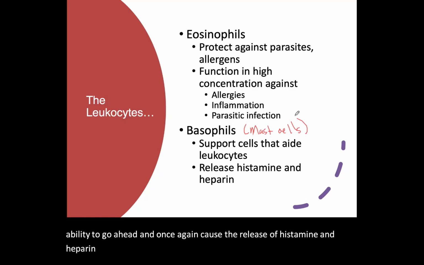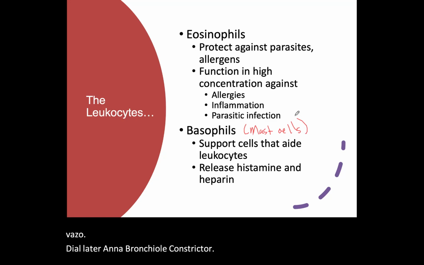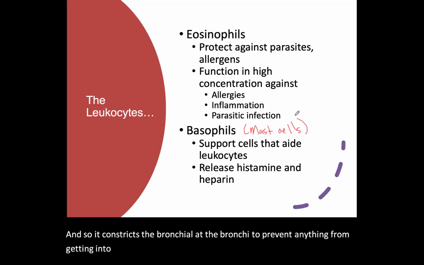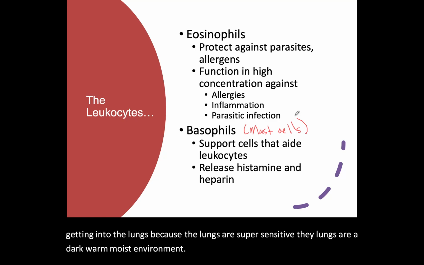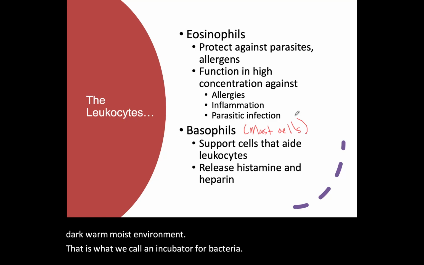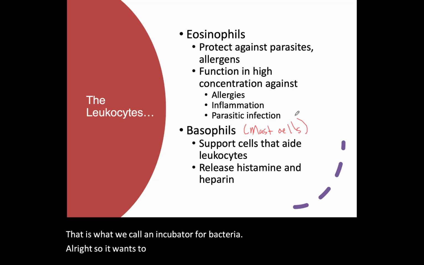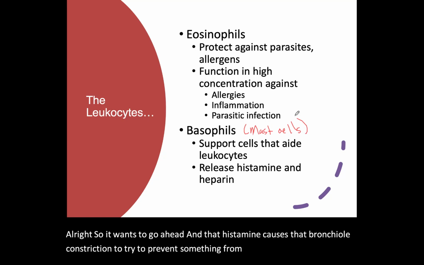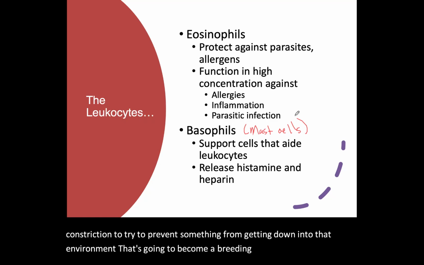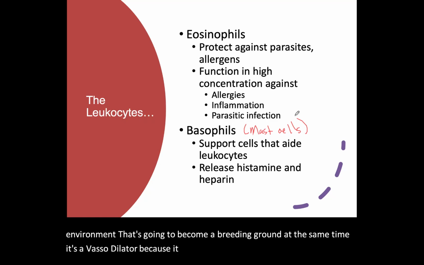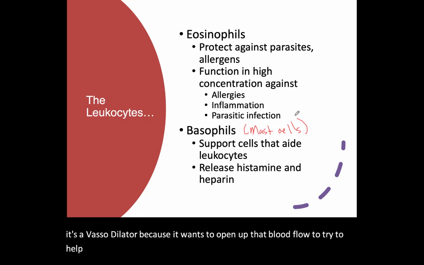Now think about this. Heparin is a blood thinner. Histamine is a vasodilator and a bronchial constrictor. And so it constricts the bronchi to prevent anything from getting into the lungs because the lungs are super sensitive. The lungs are a dark, warm, moist environment. That is what we call an incubator for bacteria. And so that histamine causes that bronchial constriction to try to prevent something from getting down into that environment that's going to become a breeding ground. At the same time, it's a vasodilator because it wants to open up that blood flow to help flush out whatever it is that's getting into the system.